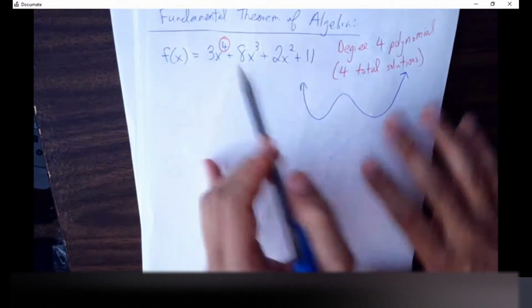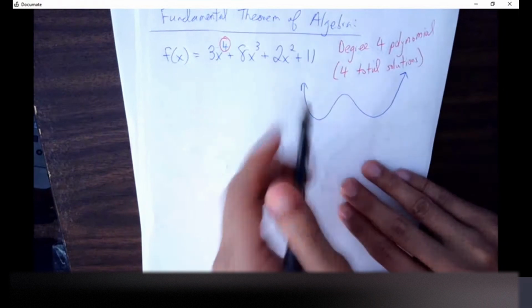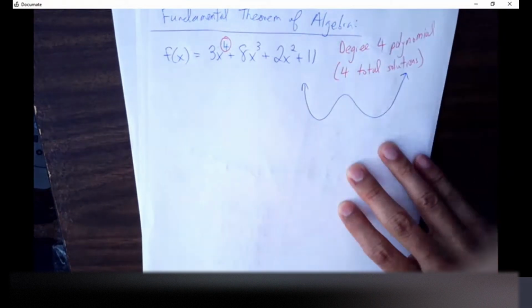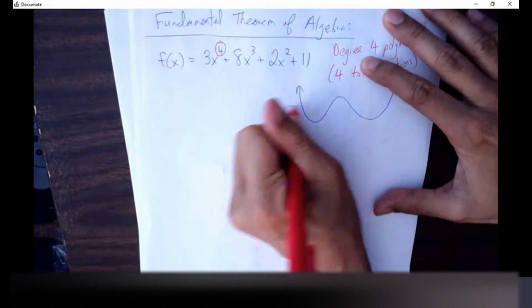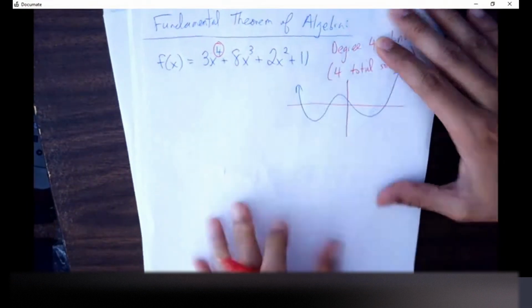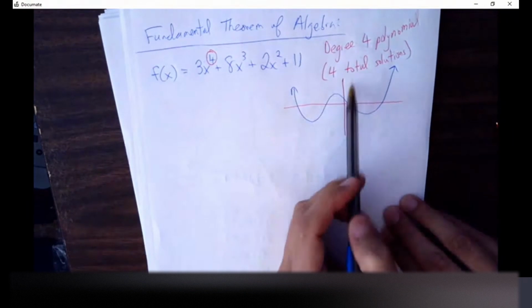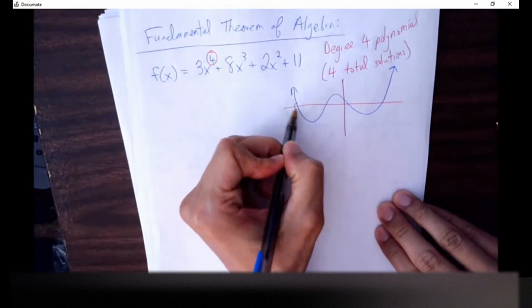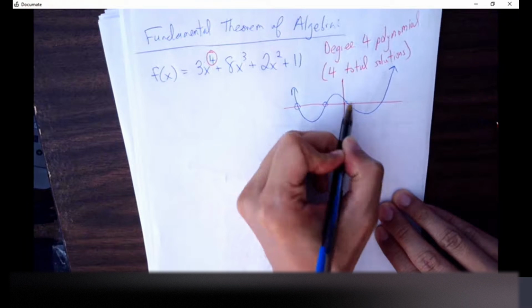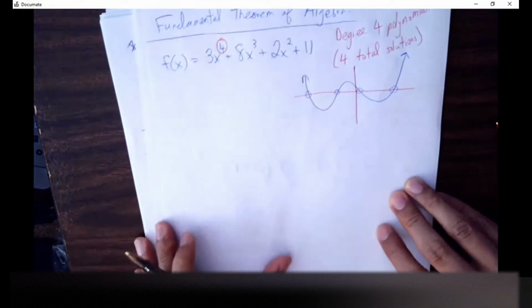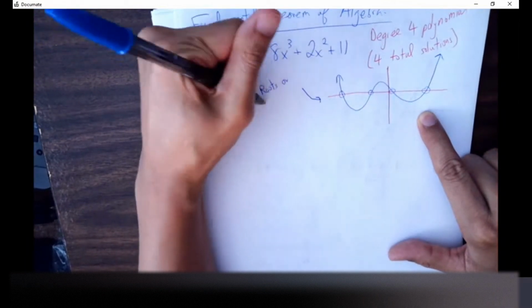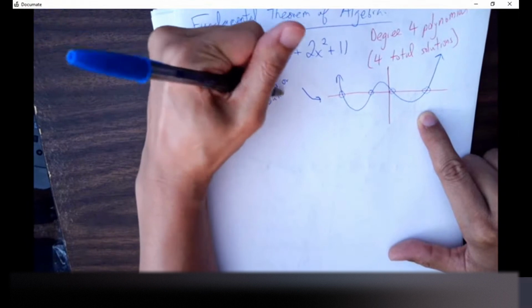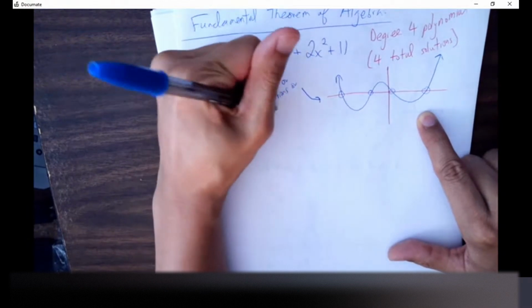And the 4 tells us that a possible behavior is that the graph is going to hit 4 points on the x-axis. Okay, so there's the origin. So intersection, intersection, intersection, intersection. We call these solutions roots or solutions or x-intercepts.